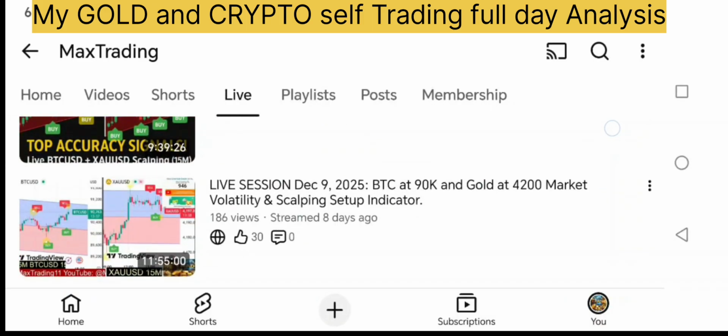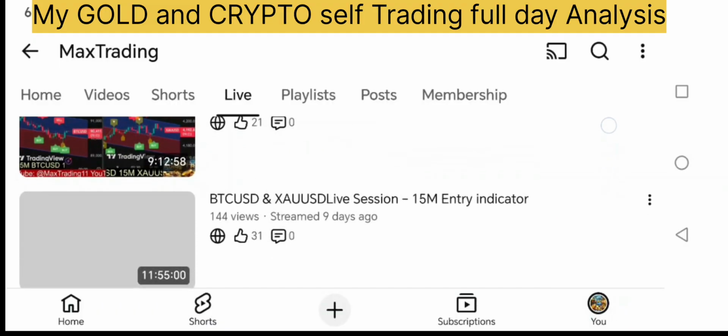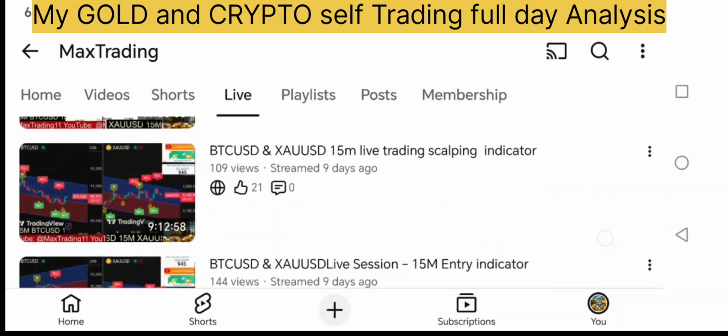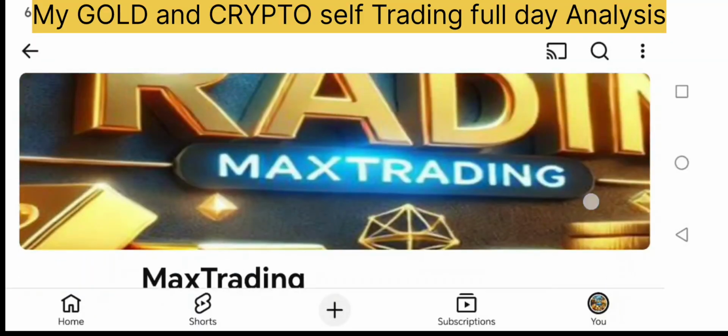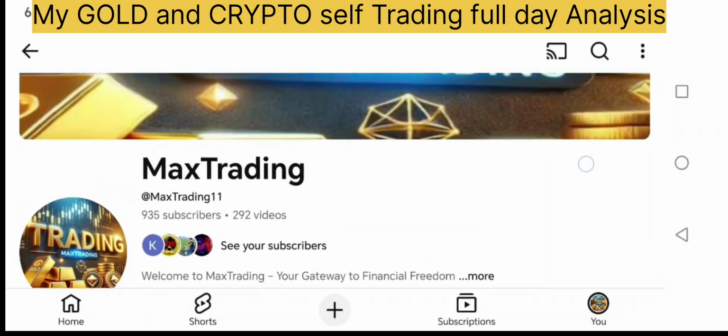Section 3, example, XAUUSD trade. Let's take an example from a live chart. This is XAUUSD gold. Recently, the price touched the lower red area, created a yellow swing low, and then a green buy label appeared. That was my signal.